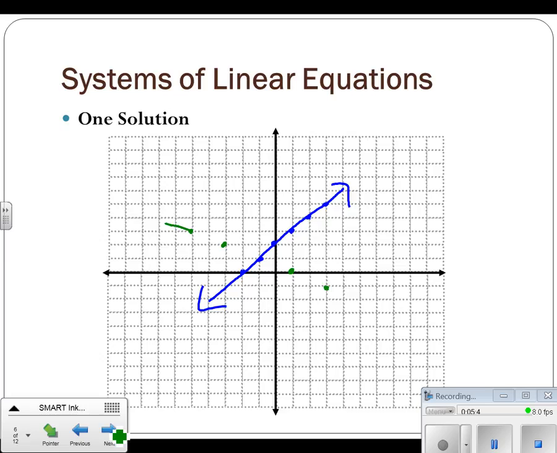And here's another. And I can see here that they have one solution because they're intersecting. So this is an example where if you have a system and they have one solution, they intersect.